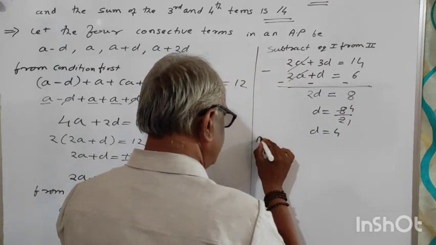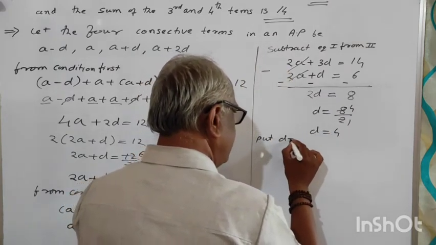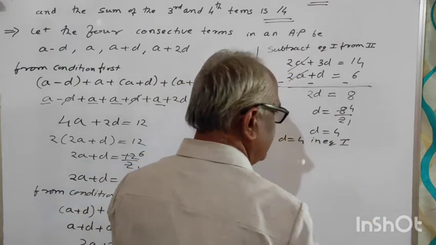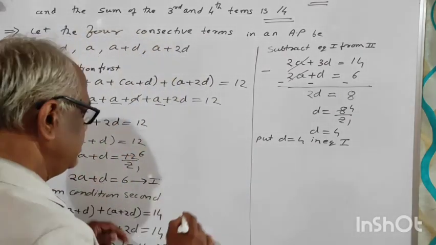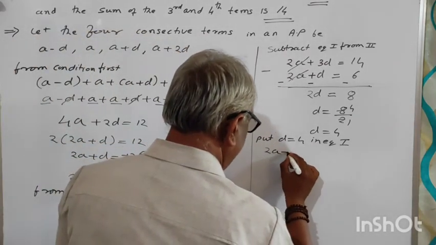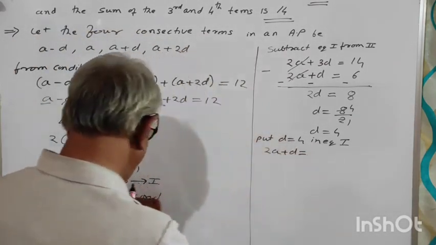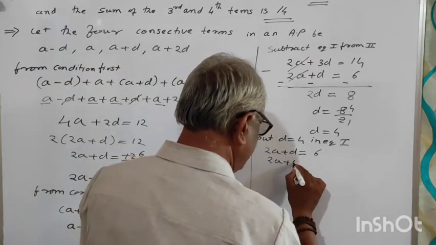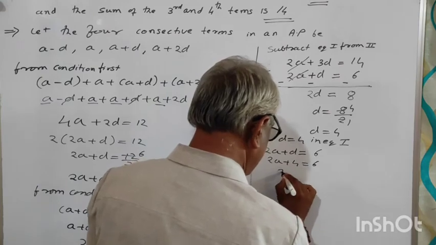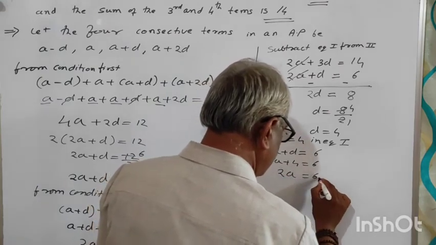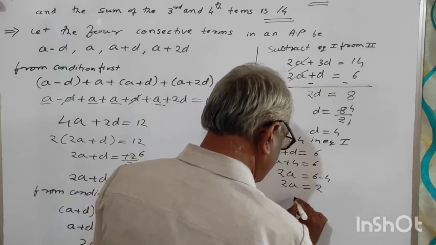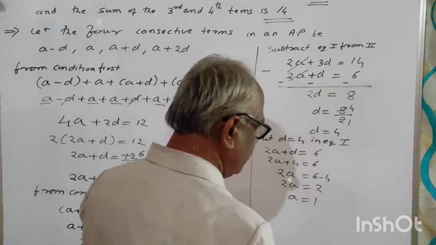Now put d is equal to 4 in equation 1. Equation 1 is 2a plus d is equal to 6. So 2a plus 4 is equal to 6. 2a is equal to 6 minus 4. Therefore 2a is equal to 2. Therefore a is equal to 1.